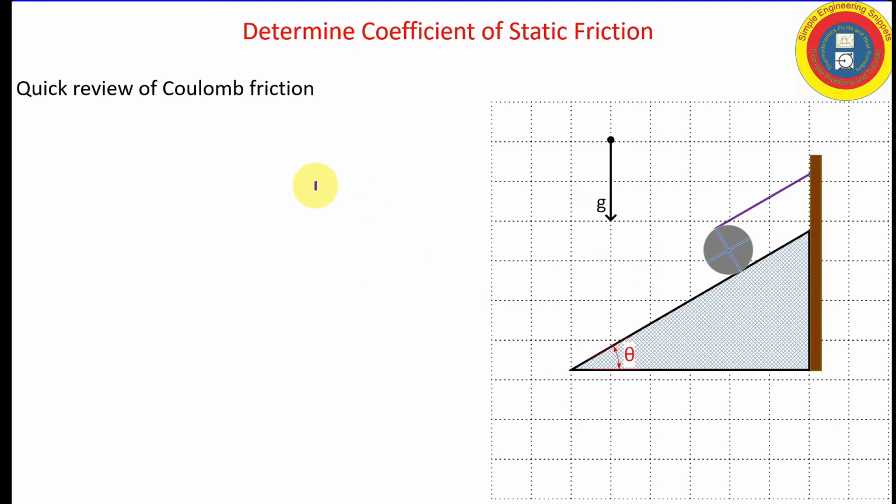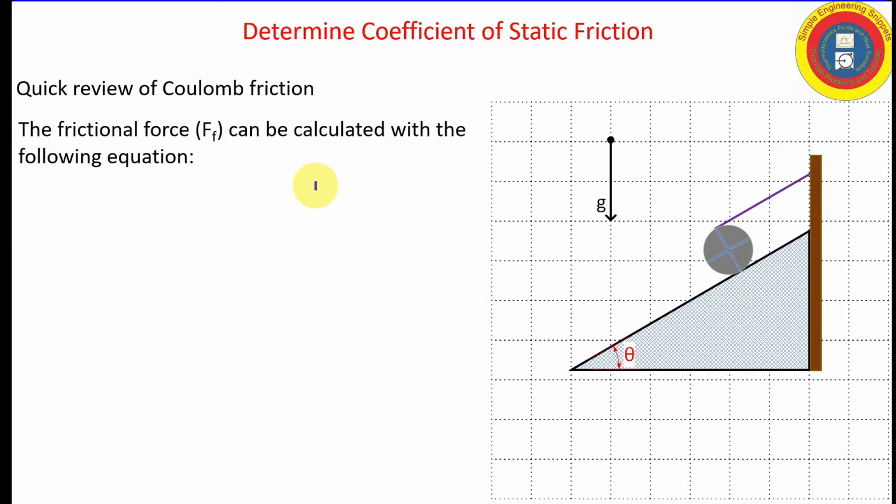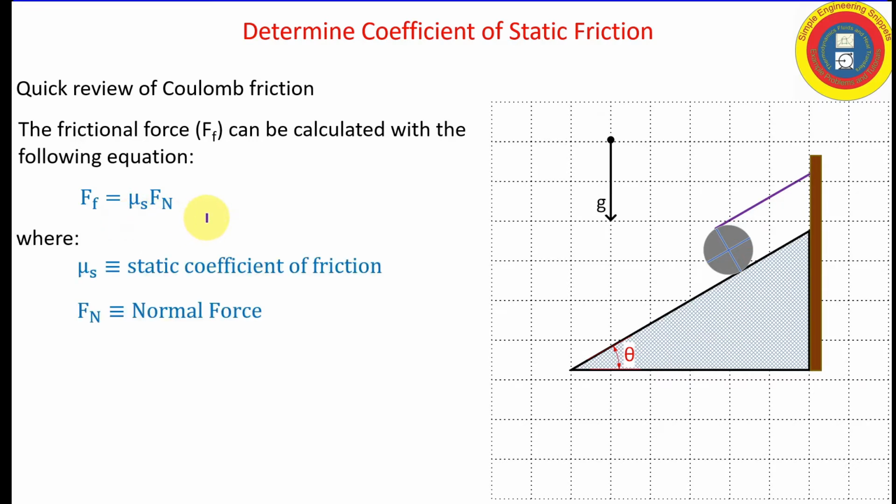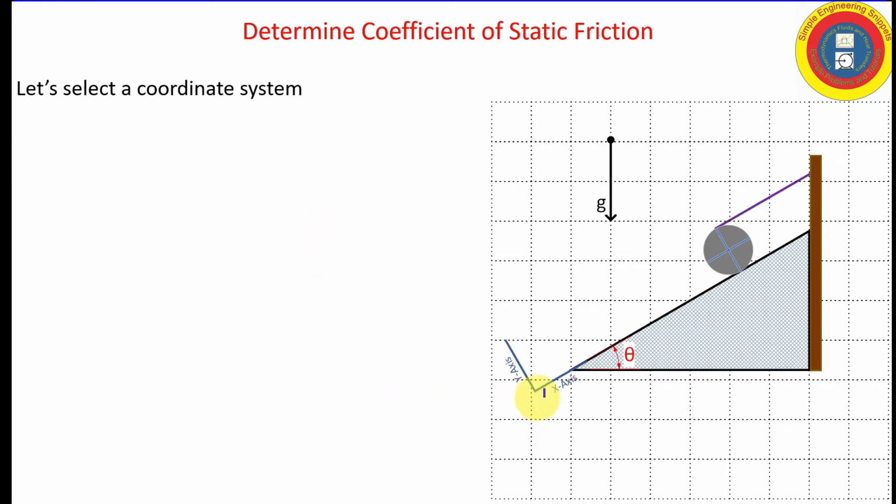Also, let's do a quick review of Coulomb friction. The frictional force, denoted as F sub F, can be calculated with the equation that is equal to the static coefficient of friction times the normal force. And these terms, I think, will become a little bit more clear what I mean as we walk through the example. Okay, first thing we want to do is select a coordinate system.